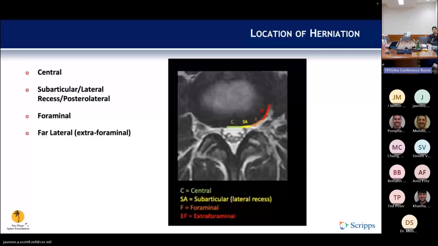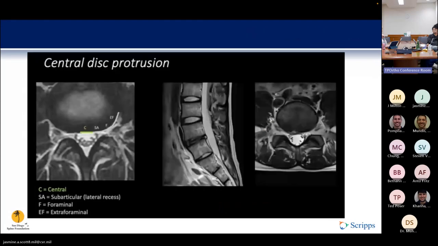This was a great resource that I found that helped me understand these locations a little bit better. So green is central, yellow would be the subarticular or lateral recess, orange would be foraminal, and then red would be the extraforaminal. And I thought this was really nice.